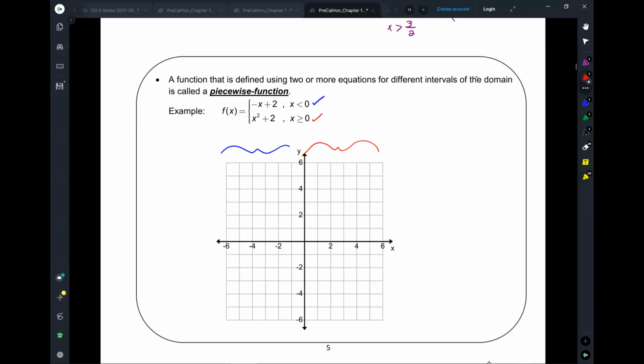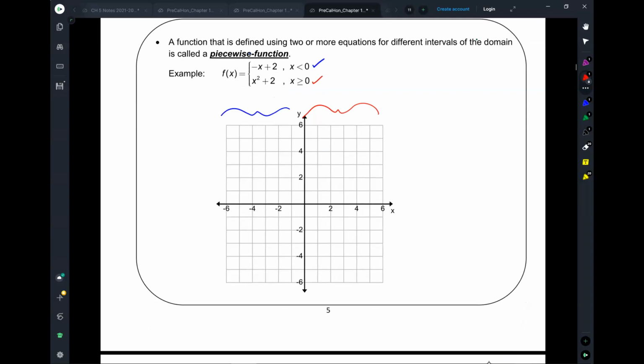Now, let's see who lives where, how we're going to do it. In the blue zone, we're going to graph this function. In the red zone, the other function. Okay? Now, what you're going to do is you're going to make a chart. You're going to pick values for x. The first value you're going to pick is always going to be the end point. Where is the end point? 0. It's where the partition occurs. So 0, that's the end point.